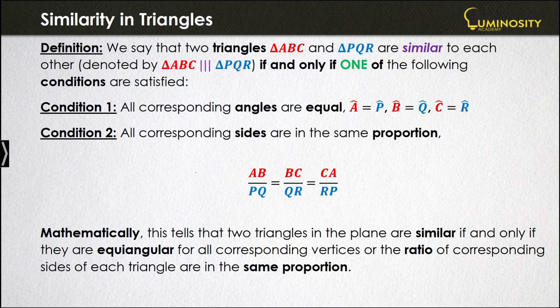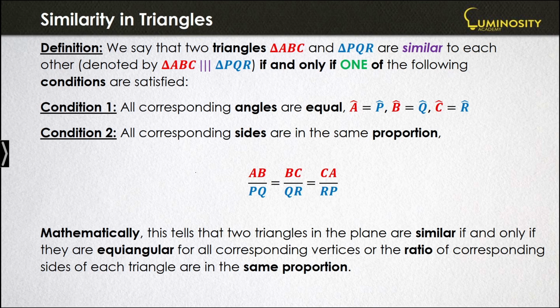Just as we've seen similarity in polygons, and polygons, remember, were any kind of shape in the two-dimensional plane with three or more sides, now we're looking at a very specific type of polygon, the triangle. There are some nice properties that come out with triangles when we look at similarity and congruency, hence why we spend so much attention on it.